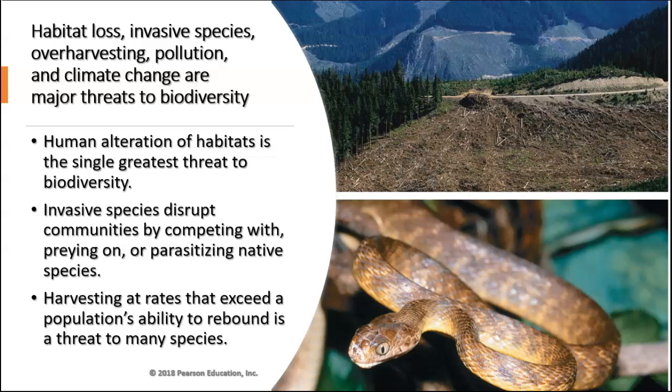Harvesting of trees or crops at rates that exceed the population's ability to rebound is a big threat in a lot of places. And here you see large areas of forests that are just depleted because they can't grow back as fast as we're cutting them down.